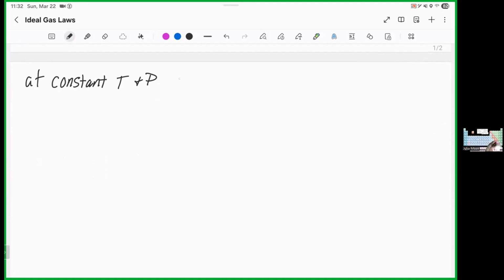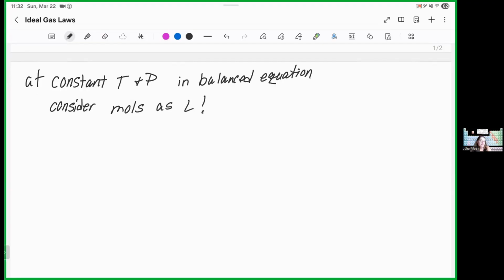So at constant temperature and pressure in a balanced equation, you can consider the moles as liters. It has to do with some of the combined gas laws, Avogadro's gas law and Gay-Lussac's gas law, which I'll talk about in the next video, along with a relationship between those and numbers of molecules. If we are at constant temperature and pressure, we can just use our moles as liters from our balanced equation. So let me give you an example of that.